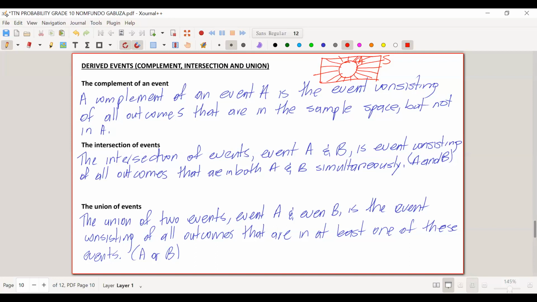And we normally write complement as A with a bar, something like this. In other books, it's written differently. It still means the same thing, the complement of A. What's not in A? Everything else, but not in A.